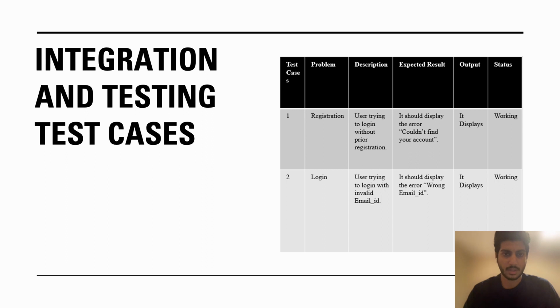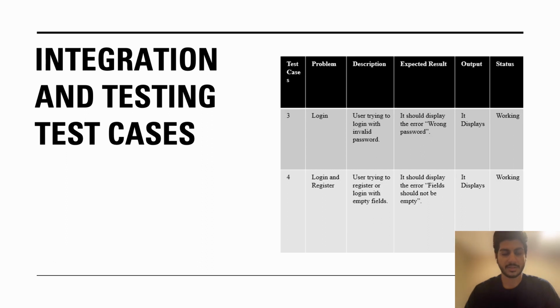So here are some test cases. Test case number 1, registration problem. If the user tries to log in without prior registration, it should display the error "couldn't find your account," and it displayed. Test case number 2, login. If the user tries to log in with an invalid email ID, it should display "wrong email ID," and it's working. In test case 3, during login, the user tried to log in with an invalid password, and it should display the error message saying "wrong password," and it's working.